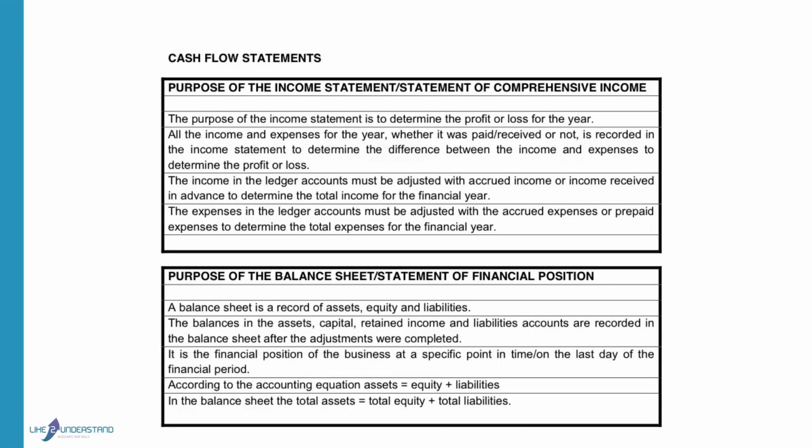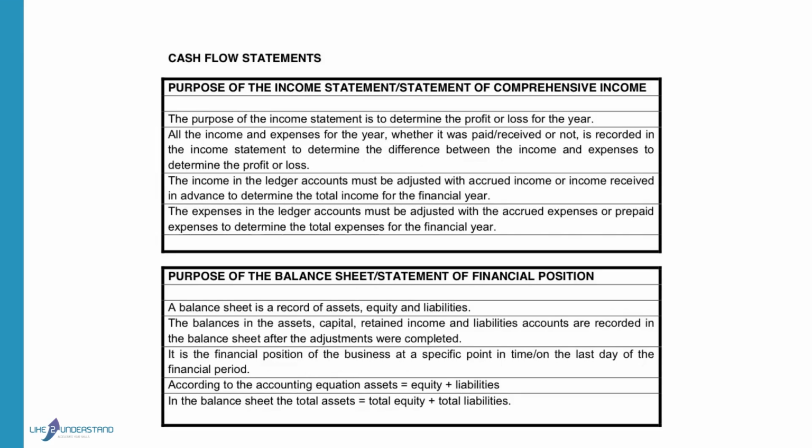The purpose of the balance sheet is to record all your assets, equity, and liabilities. The balances in the assets, capital, retained income, and liabilities accounts are recorded in the balance sheet after the adjustments were completed. So if you created income received in advance or accrued expenses when you completed the income statement, you will show this as a liability in your balance sheet. If you created prepaid expenses or accrued income when you completed the income statement, you will show this as a current asset in your balance sheet.